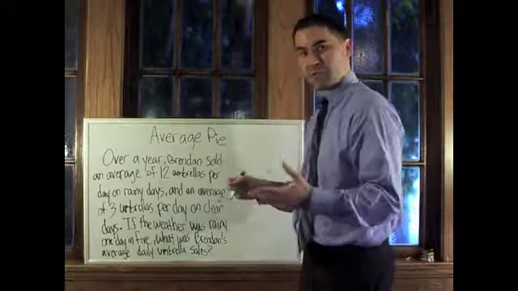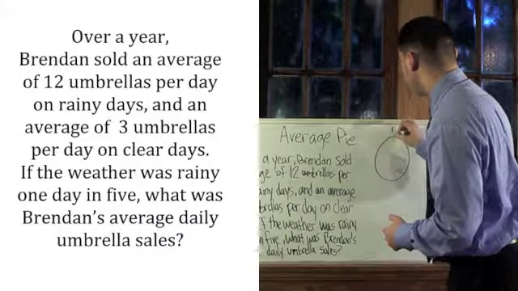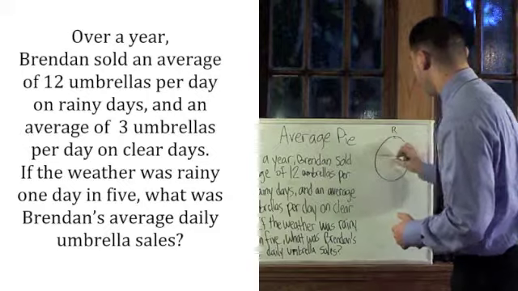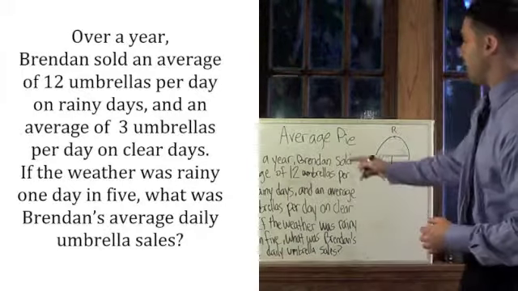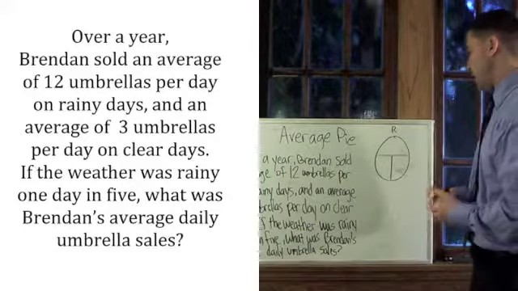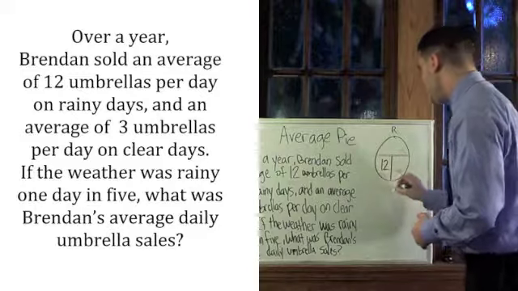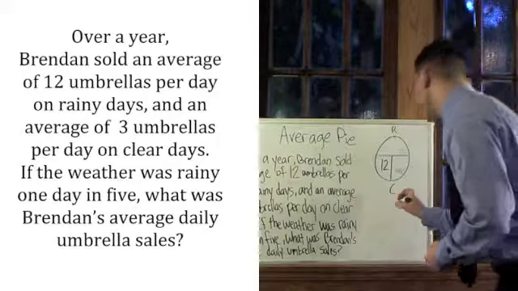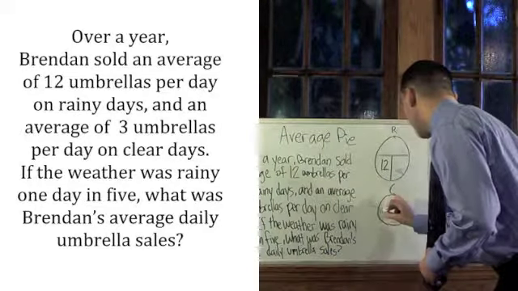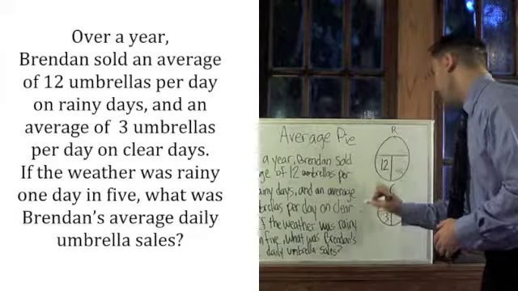So let's create our different average pies. The first one we can make for rainy days. Just notate that with R. And we have here sold an average of 12 umbrellas per day on rainy days. Okay, so we're going to go to our average place and put 12. We also know for our clear days, this average pie, that sold 3 umbrellas per day.